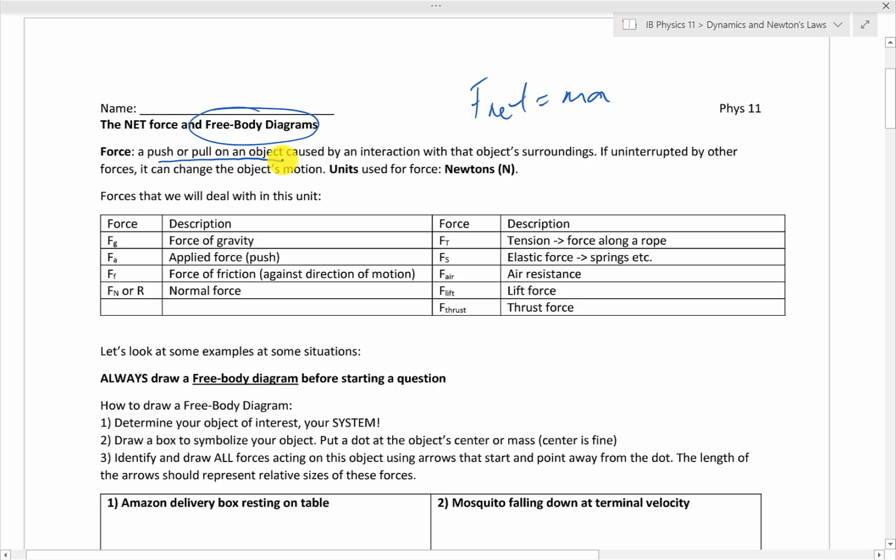It doesn't have to be in contact. It could be not in contact, for example, gravity. You don't have to be touching anything to feel the force due to gravity. And the other thing is that for forces, we use the units newtons, for Sir Isaac Newton, who came up with his three laws.